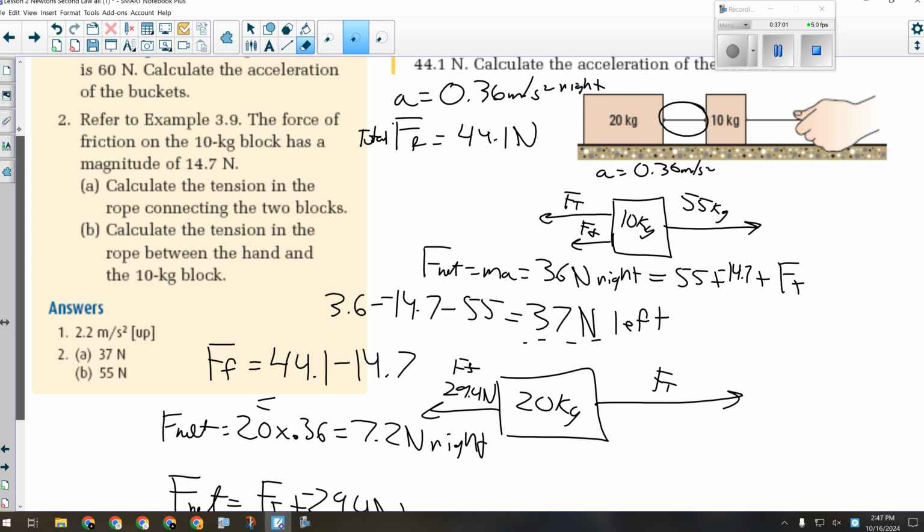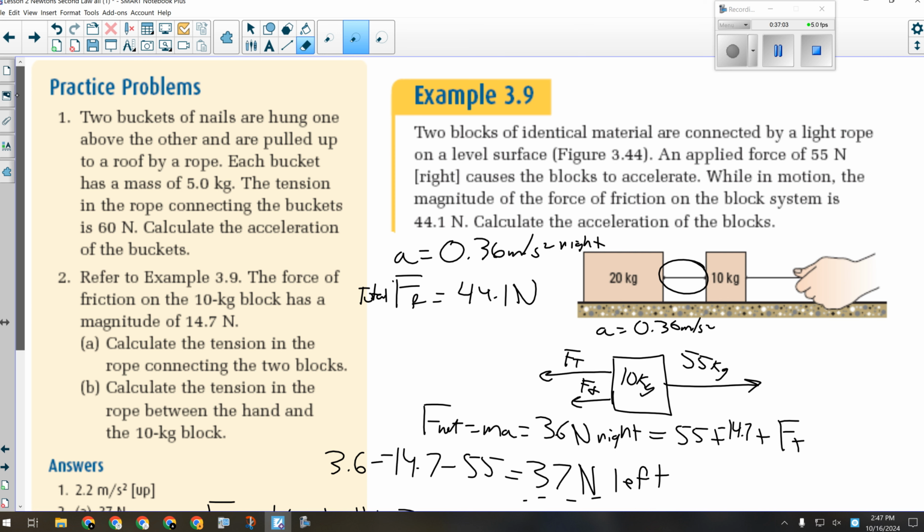I'd like you to try question number 1. It's like question number 2. It's two pails of nails, or buckets and nails, but it's vertical. So it's a system, but it's vertical. So it's also an elevator. It's not a lot different in terms of reasoning from number 2. I'll give you a few minutes on number 1 there.